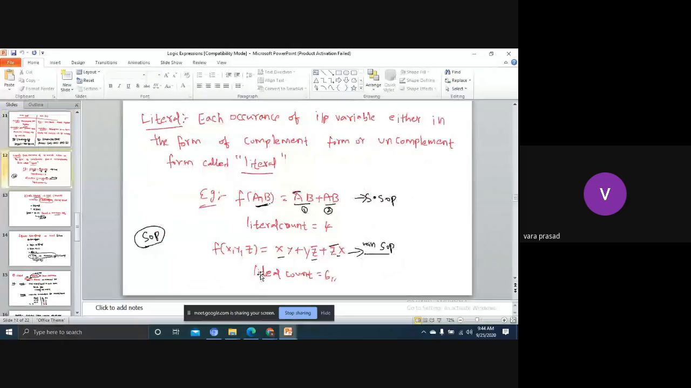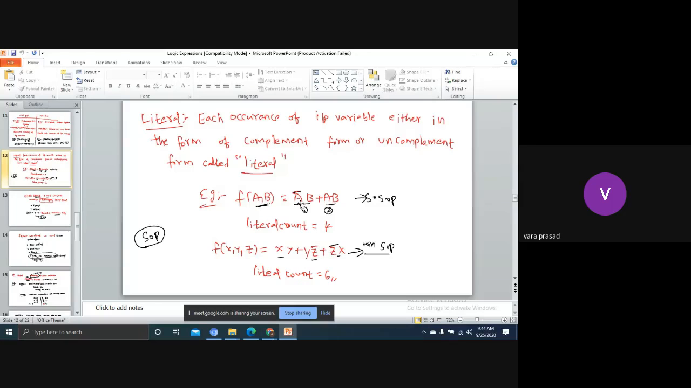Now they can ask about literals. I already said literal means each occurrence of an input variable, either in complement form or uncomplement form, is called a literal. A on the input can appear with the complement line or appear in uncomplement form. That we can call a literal. How many literals are there in total?